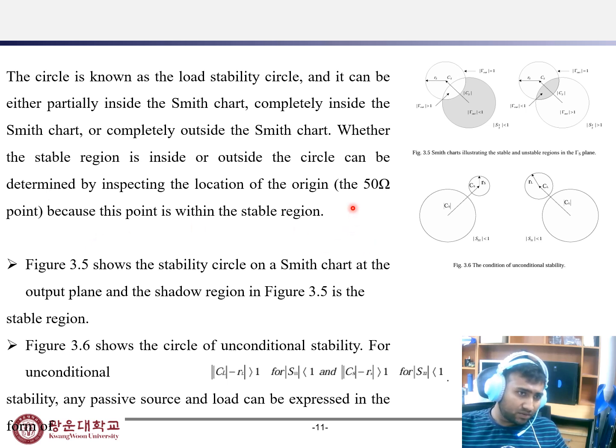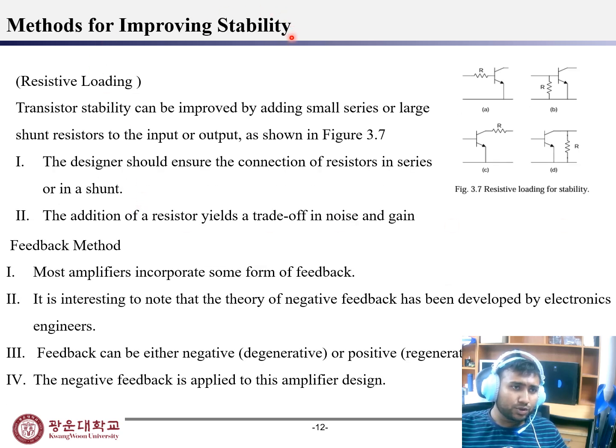Figure 3.5 shows the stability circle based on the Smith chart, and figure 3.6 the condition of unconditional stability, and methods for how to improve the stability. That's why here I'd like to discuss how to improve the stability. Here are different types of methods to increase the stability, like resistive loading, feedback method, and so on.